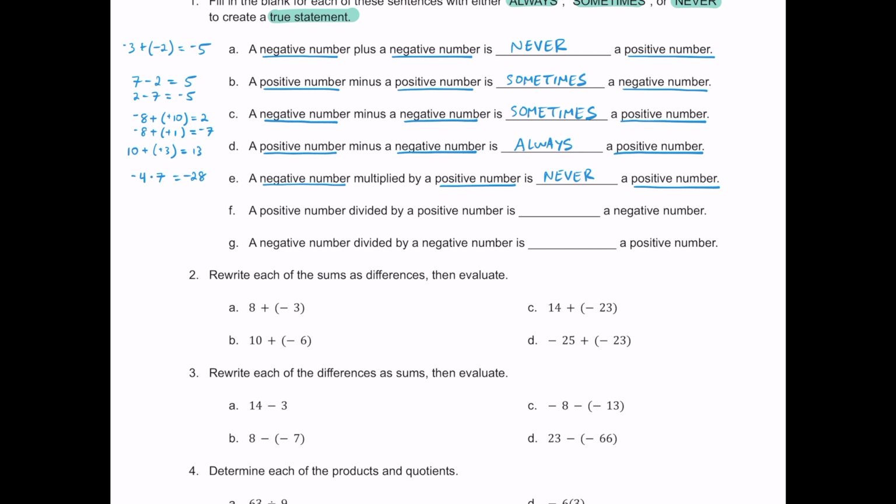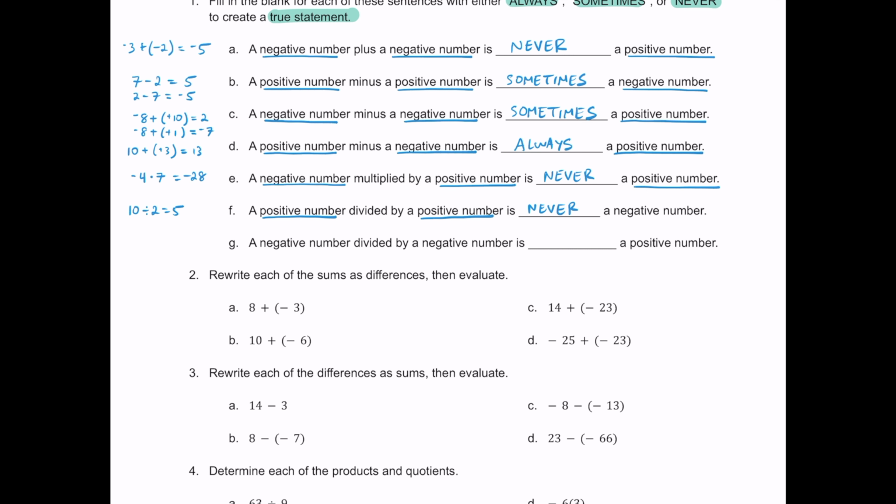Okay, remember with multiplying and dividing, it never is going to be sometimes. Multiplying and dividing, it's always going to be positive or negative, depending on what you're multiplying or dividing by, but there's no it depends or there's no sometimes. For letter F, a positive number divided by a positive number. Let's see here, like, I don't know, 10 divided by 2, that would be 5. And you've divided positives many, many times at this point, so that's always going to be positive, so it's never going to be negative.